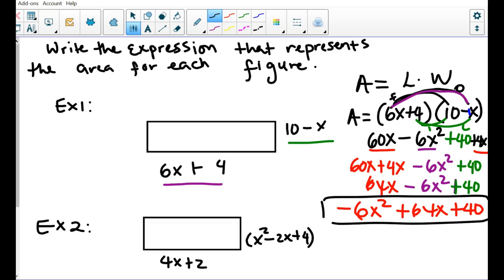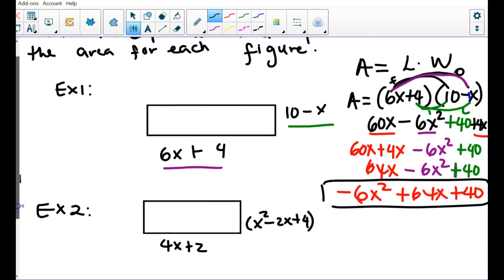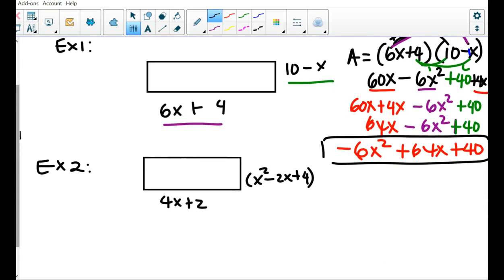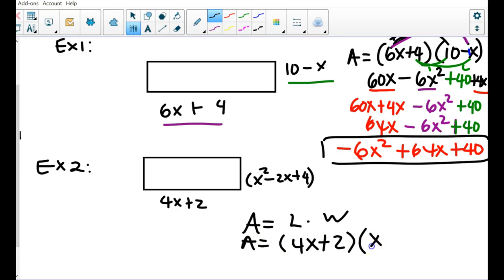Alright, let's do the next example. So here we have this. We have to find our area for this one. So again, you want to do your two sides, multiply them together. So area equals length times width. So area will be equal to 4x plus 2 times x squared minus 2x plus 4.